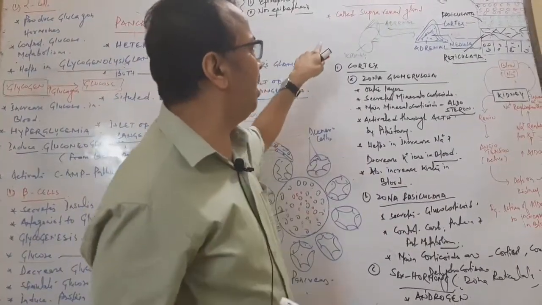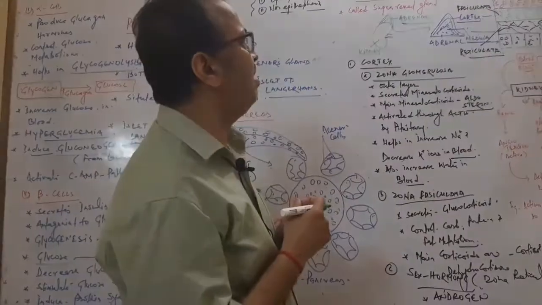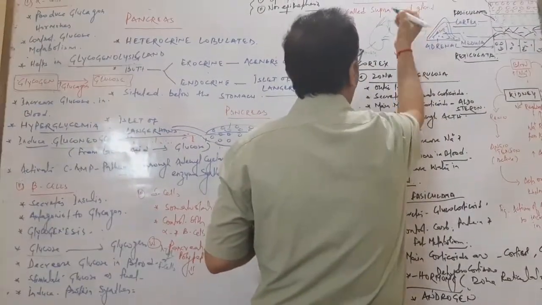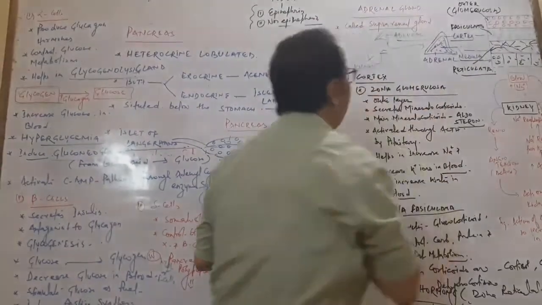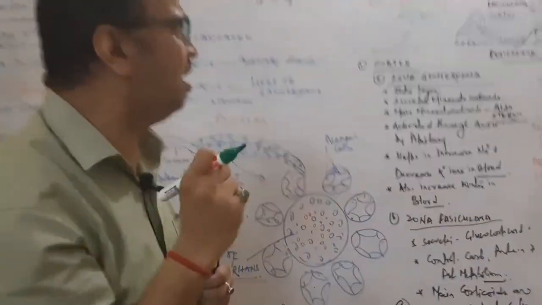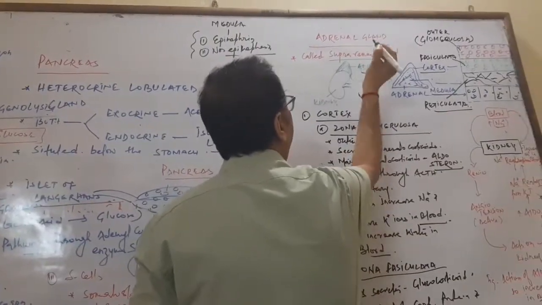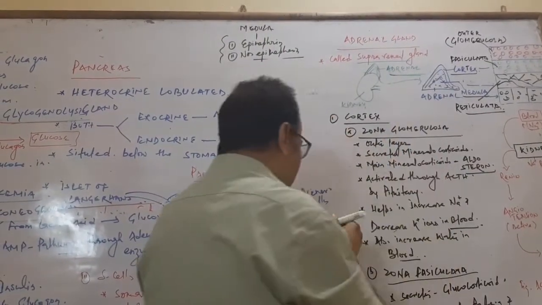So now another gland is called the adrenal gland. The adrenal gland is also called the suprarenal gland. Why is it called the suprarenal gland? It is present above the kidney.